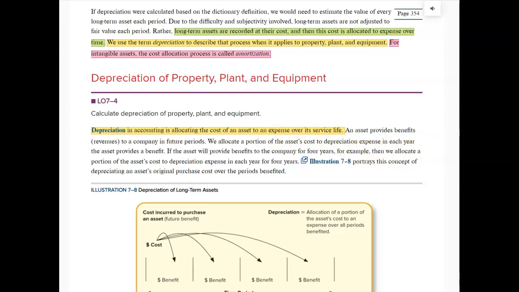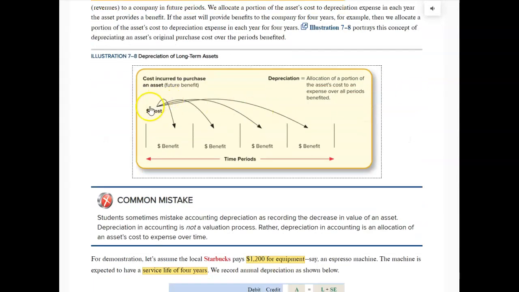A little chart right here. You pay for something today, it might benefit 4 periods. So you'll take the cost you pay today and expense it off over 4 periods. You'll capitalize it at the very beginning, like debit equipment, but then you'll depreciate it off over 4 years and spread that cost over a 4-year period.